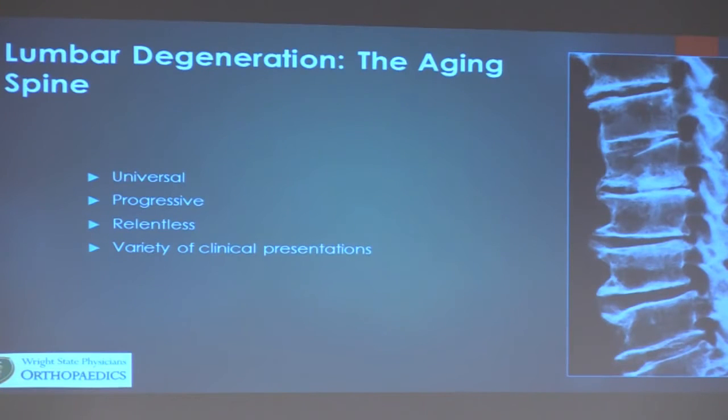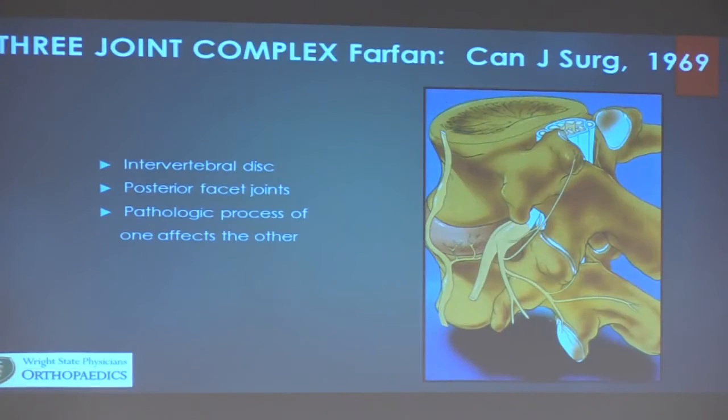So lumbar degeneration tends to be universal. Nobody tends to be immune from it. Different people have different amounts of degeneration and different people respond differently. Some people have a lot of degeneration and no symptoms. Some people have a small amount of degeneration and a lot of symptoms. And there's a variety of clinical presentations that you see from this. So going on to explain what we call the three-joint complex.